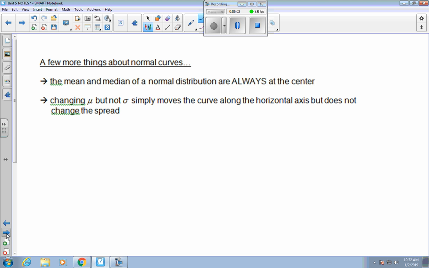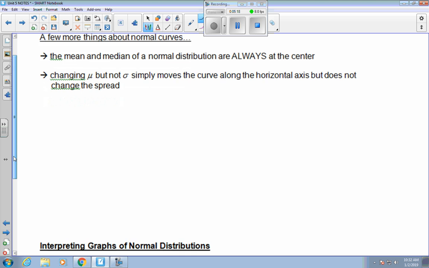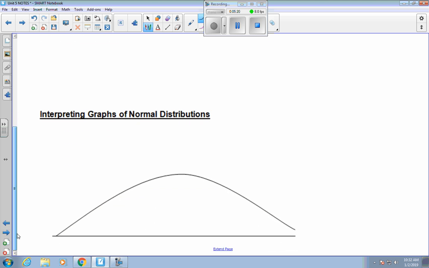The mean and median of the normal distribution are always at the center. Changing the mean but not the standard deviation simply moves a curve along the horizontal axis but does not change the spread. So all you're doing is shifting it left and right if you change the mean but not the standard deviation. Interpreting graphs of normal distribution.